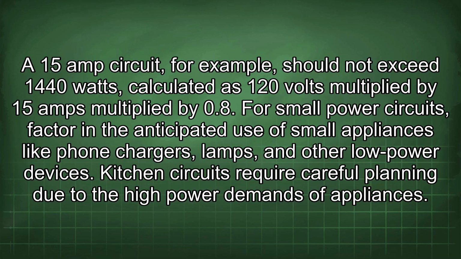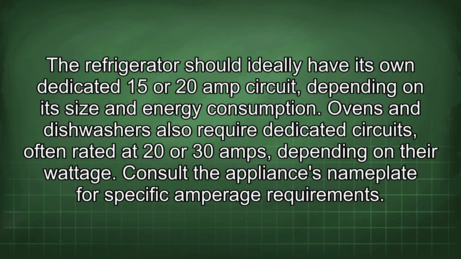For small power circuits, factor in the anticipated use of small appliances like phone chargers, lamps, and other low-power devices. Kitchen circuits require careful planning due to the high power demands of appliances. The refrigerator should ideally have its own dedicated 15 or 20 amp circuit depending on its size and energy consumption. Ovens and dishwashers also require dedicated circuits, often rated at 20 or 30 amps, depending on their wattage. Consult the appliance's nameplate for specific amperage requirements.